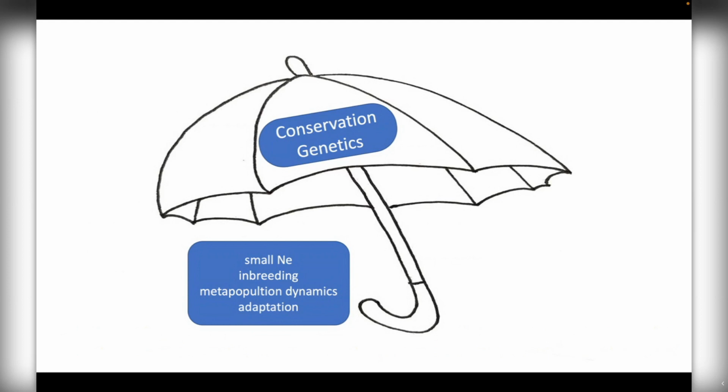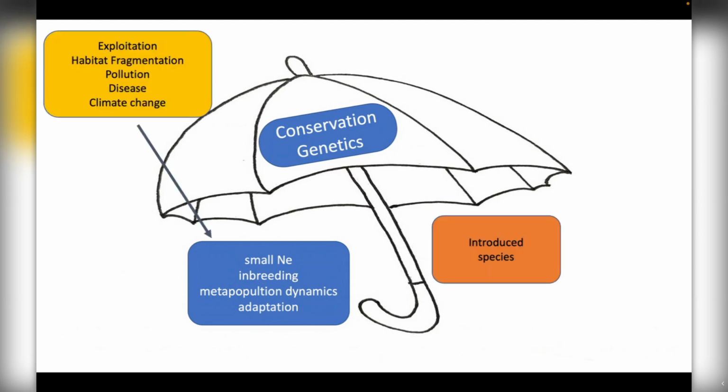talking about. But I'd like to also argue that introduced species maybe have a place to sneak under the broader conservation genetics umbrella for a number of different reasons. But one of those is if we think about the factors that are affecting species of conservation concern, such as exploitation, habitat fragmentation, pollution, disease, and climate change, well, introduced species also cope with these factors and may be good models to understand how species can respond under changing environments.